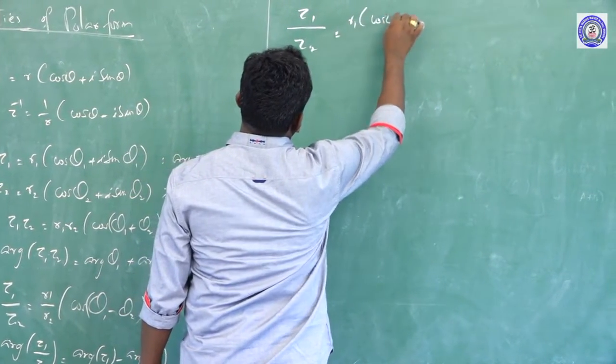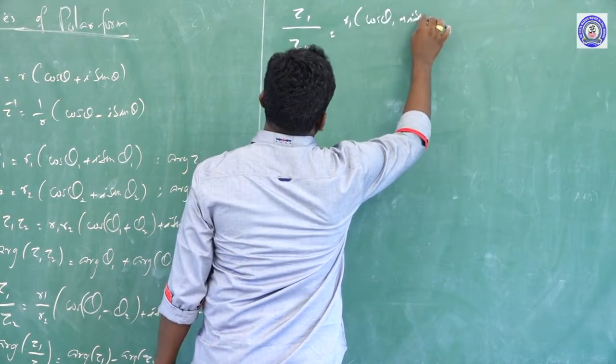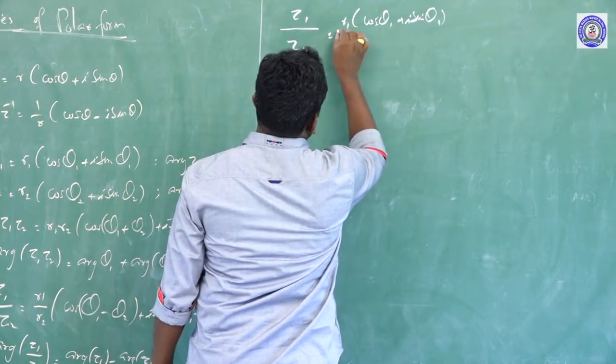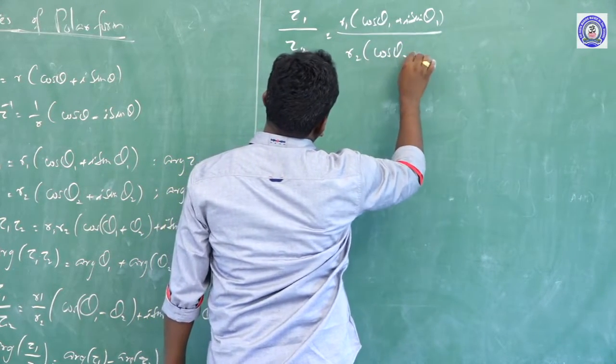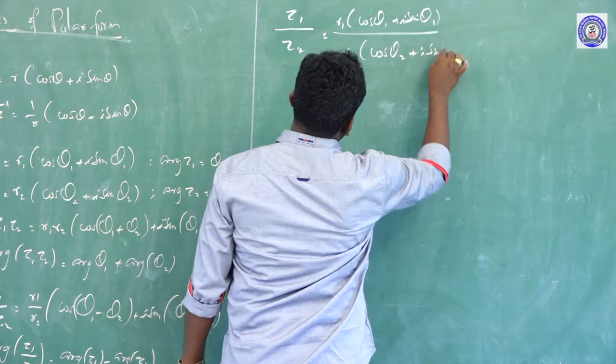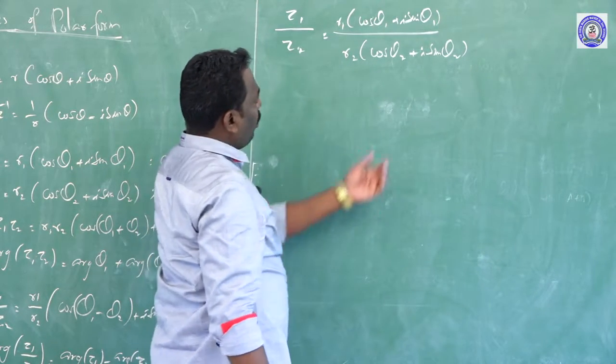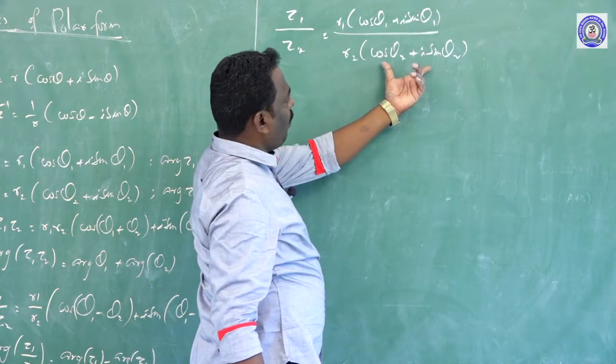Now let us consider the complex numbers z1 and z2. z1 is r1 into cos theta 1 plus i into sin theta 1, and z2 is r2 into cos theta 2 plus i into sin theta 2. So again, if we want to remove the complex denominator, we just have to take the conjugate of the denominator.